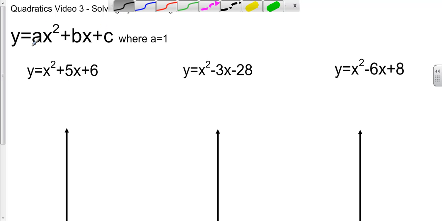Now quadratics generally are ax squared plus bx plus c. For this particular video, we're only dealing with ones where a equals 1. In future videos we'll look at ones where a is not 1, and it becomes a slightly higher level skill.